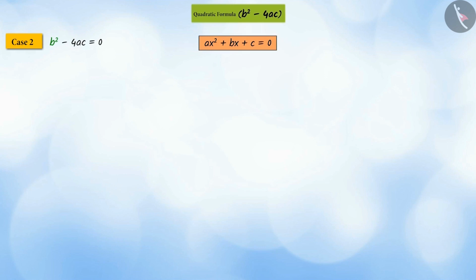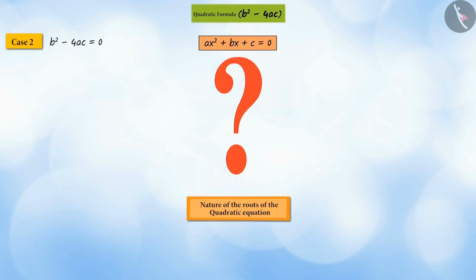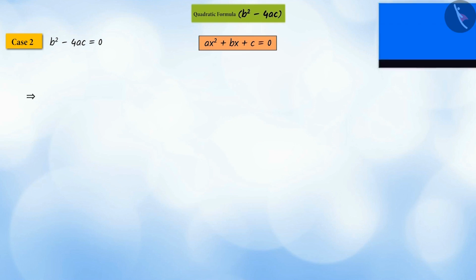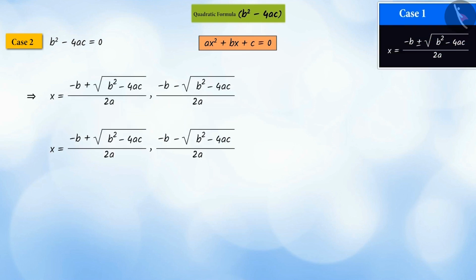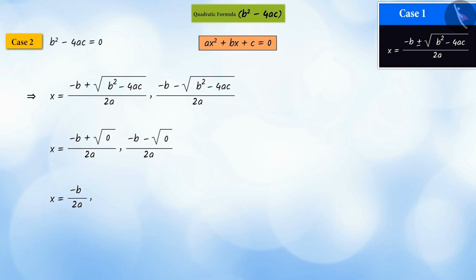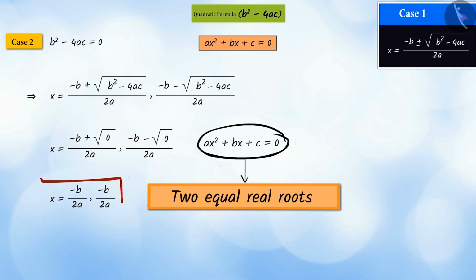Similarly, if we consider b square minus 4ac as 0, can you say what would be the nature of the roots of the quadratic equation? If in the roots obtained from case 1, we substitute 0 in place of b squared minus 4ac, then we get two equal real roots, that is x equal minus b divided by 2a.